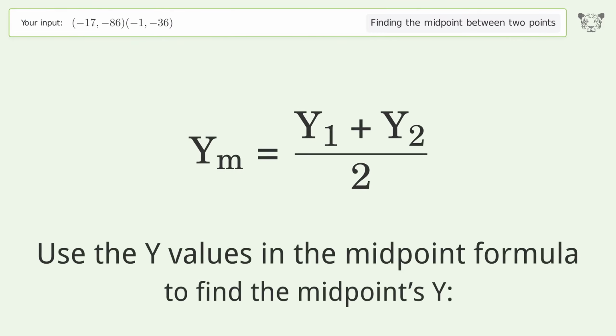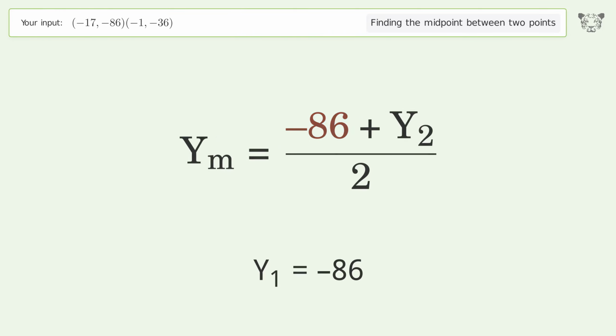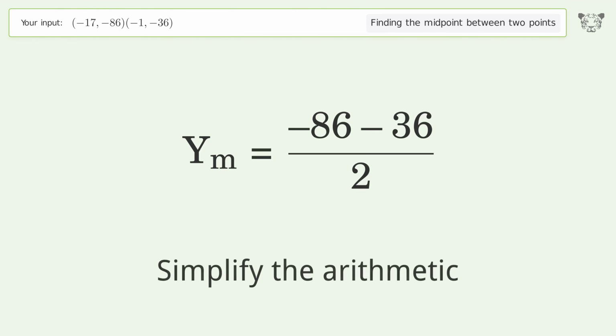Use the y values in the midpoint formula to find the midpoint's y. y1 equals -86. y2 equals -36. Simplify the arithmetic.